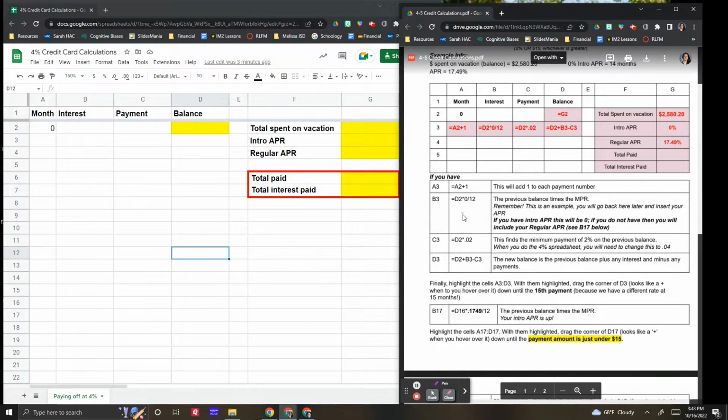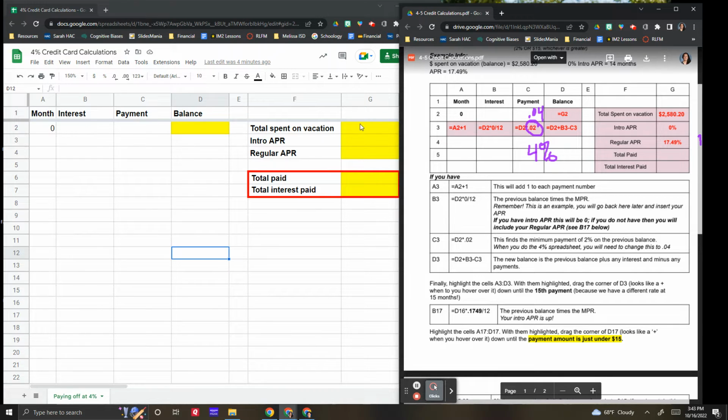So on the 4% credit card calculations, this is almost identical to our 2% that we did. The difference is that here on the payment, this is now going to be 0.04 instead. We're going to be doing 4% of our balance instead of 2%. And because we are paying more every month, we should be able to pay this off a lot sooner.